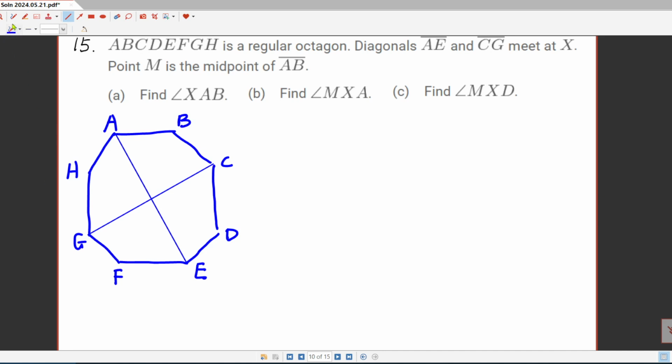And because it's a regular octagon, we know X must be the center of that octagon, right? And point M is the midpoint of AB. Alright, so this is what we have here. First, we need to find the angle XAB.